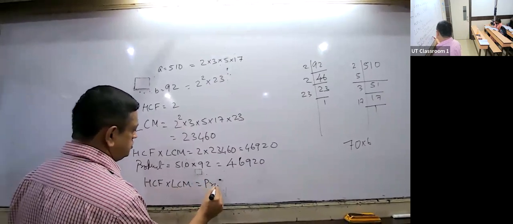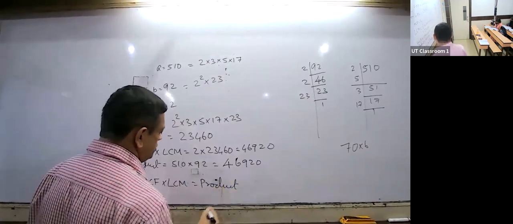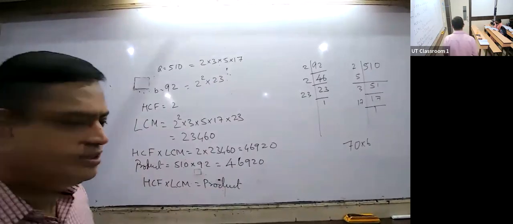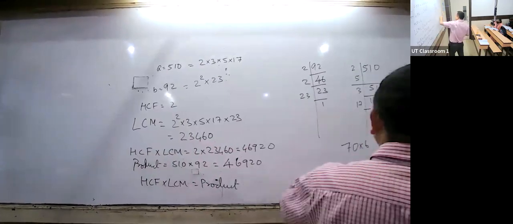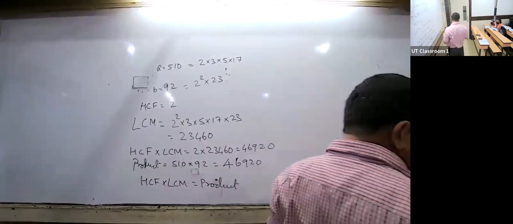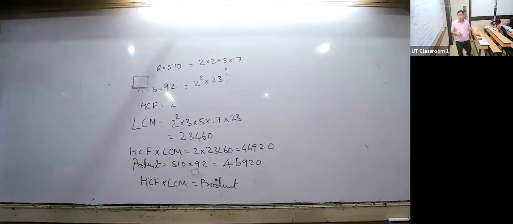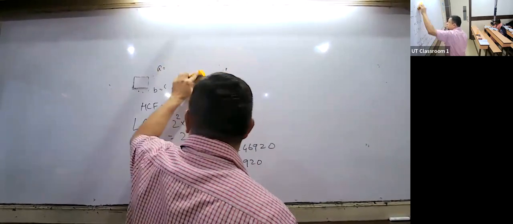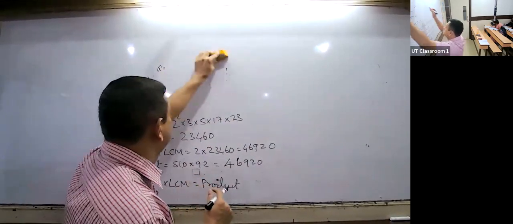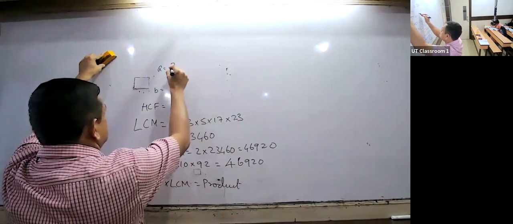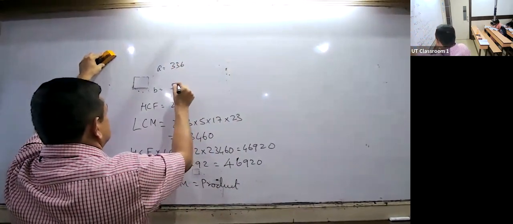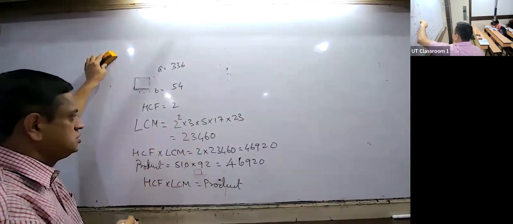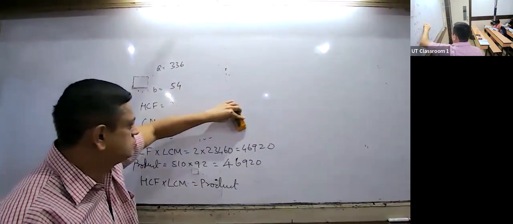So verification. Now, I hope all of you are following. Only factorization and calculation. Okay. Second question, all of you do it. 336 and 54. Nobody will shout the answers. I will come and see everyone. Same method. A is 336 and B is 54. Same way, find out HCF, LCM, then verification.